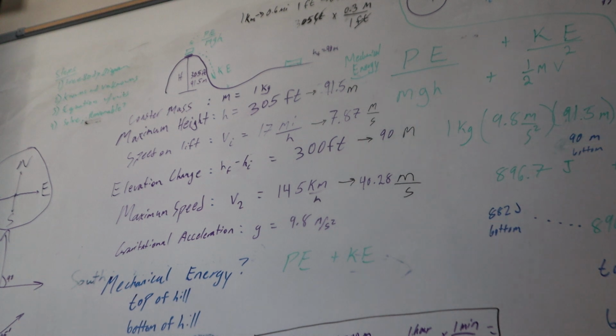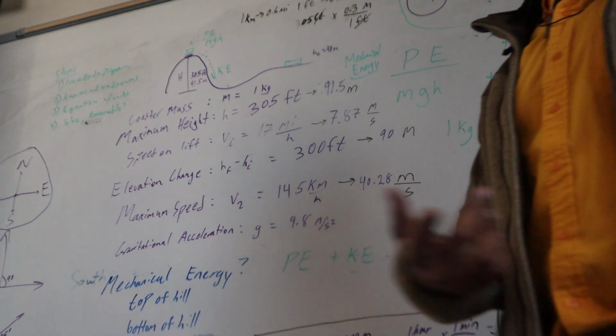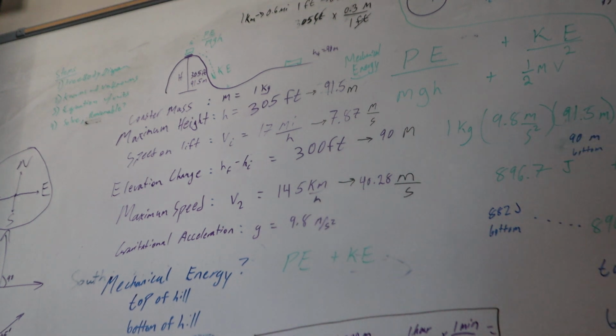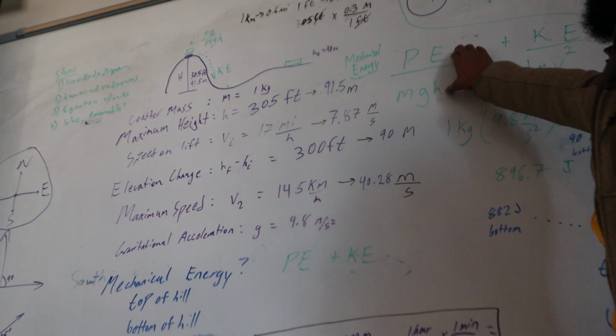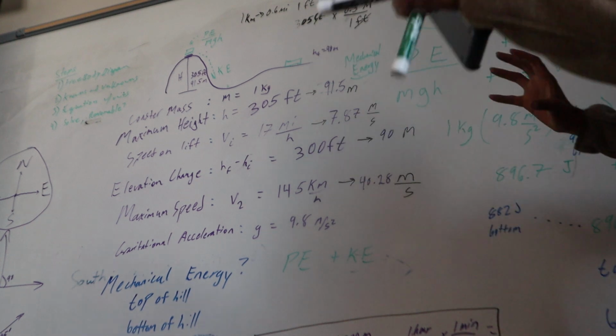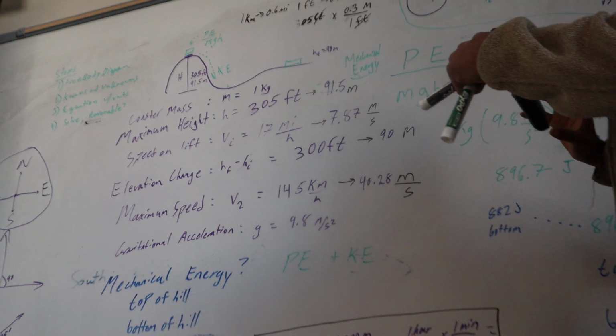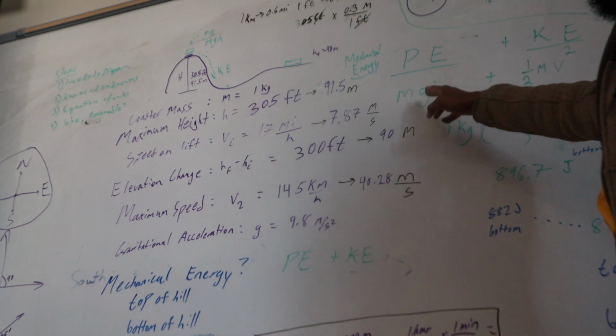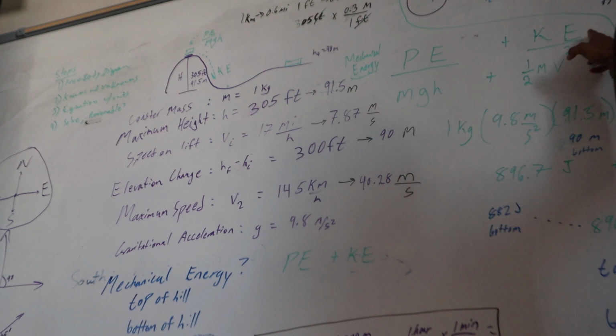So what we just did, we looked at a roller coaster going up, and the video at the beginning of chapter 7 is a roller coaster. It talks about mechanical energy. So mechanical energy is potential energy plus kinetic energy. So we're looking at the overall energy of the system. Our potential energy, mgh, kinetic energy, 1/2 mv squared.